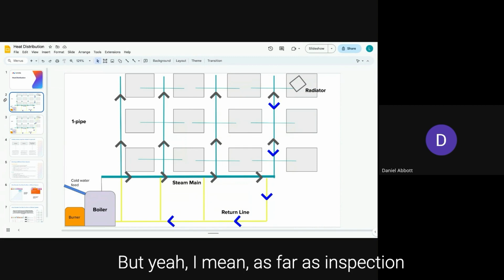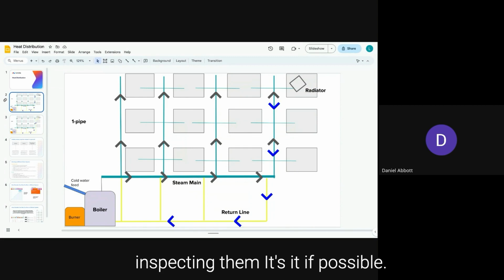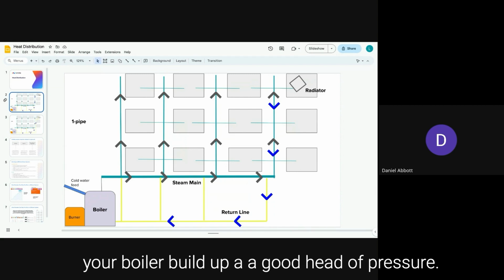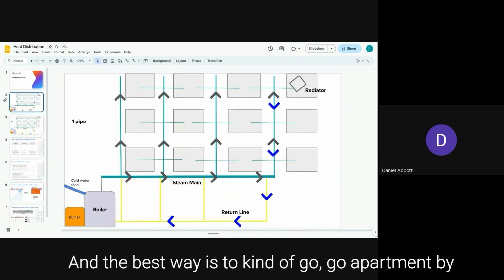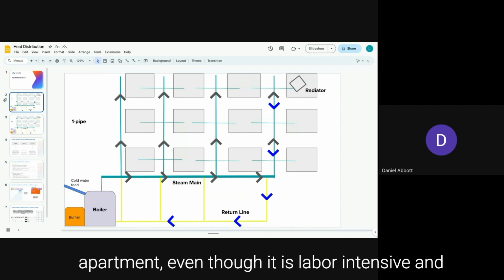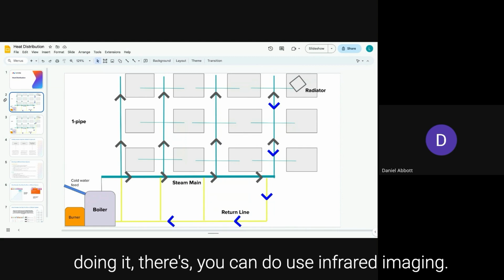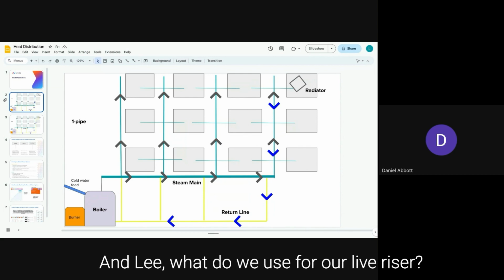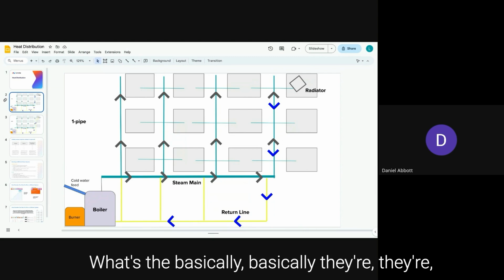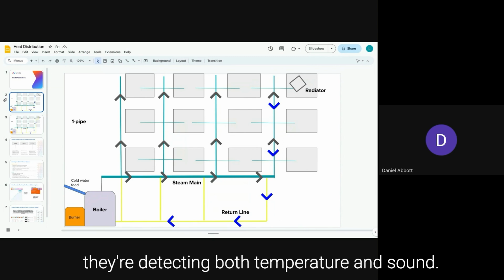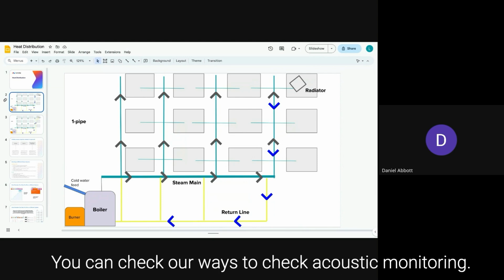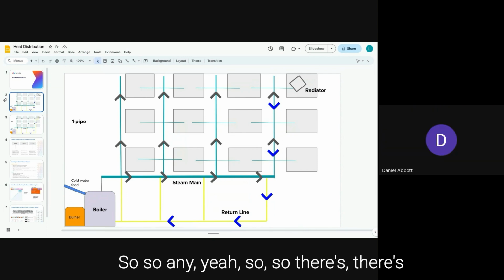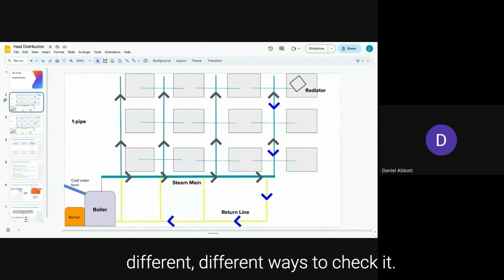But as far as inspecting them, if possible, you want to run your boiler, build up a good head of pressure, and the best way is to go apartment by apartment, even though it is labor intensive. And if a professional is doing it, you can use infrared imaging. They use, I am forgetting the word. Lee, what do we use for our live riser? Basically they're detecting both temperature and sound. Oh, like acoustic monitoring. There's different ways to check it.